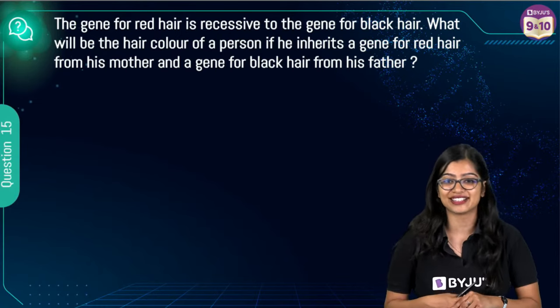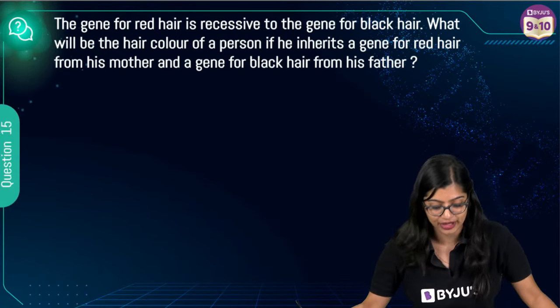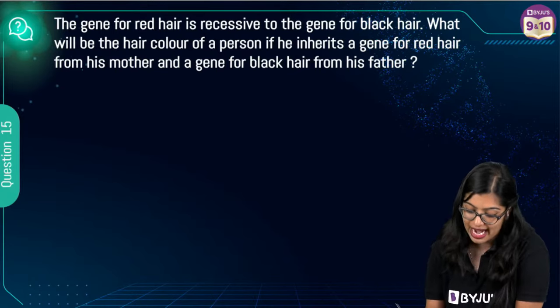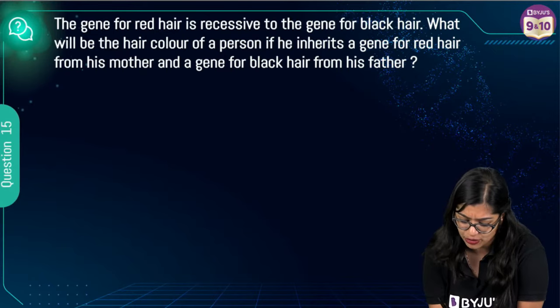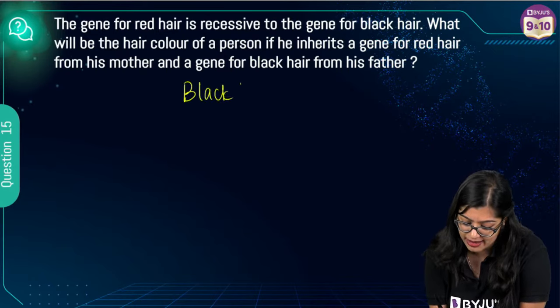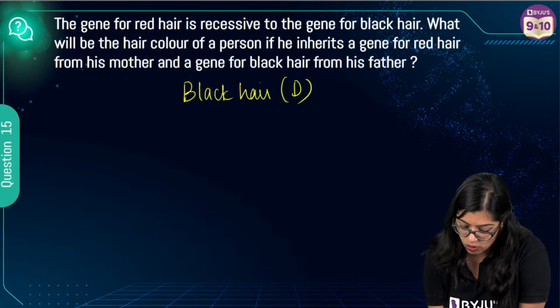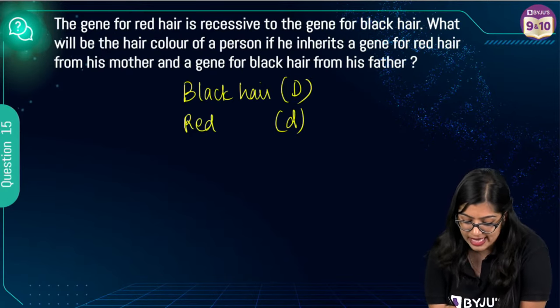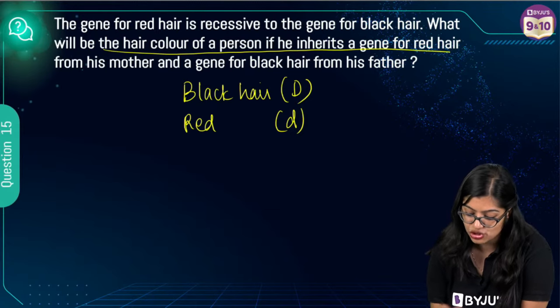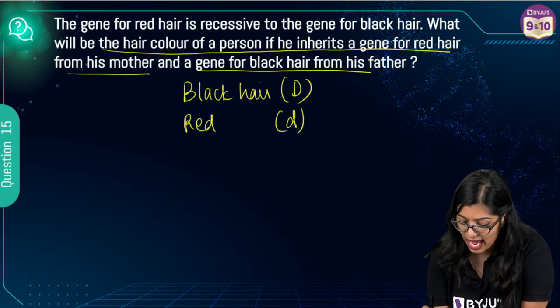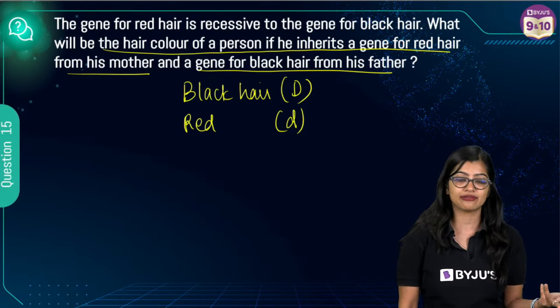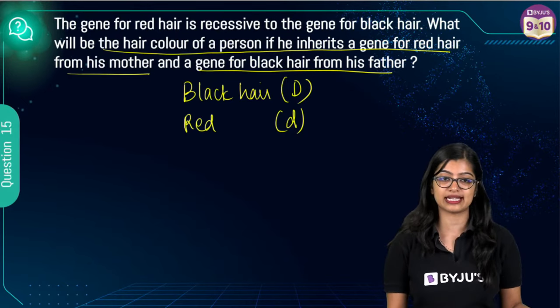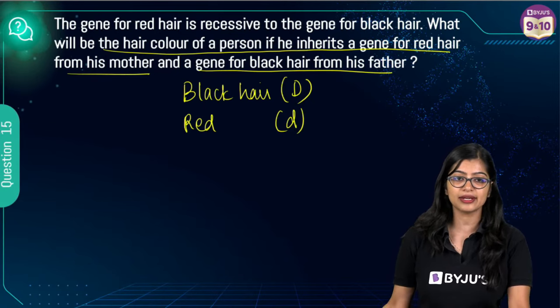Now, here is another trick question for all of you. Question number 15. The gene for red hair is recessive. So now they've told you very clearly, they don't want to get you confused. They're saying black hair is dominant over red hair, right? They're saying red hair is recessive. What is the hair color of the person if he inherits a gene for red hair from mother and gene for black hair from his father? What will he have? They have already told you red is recessive. They've already given you the answer, right?